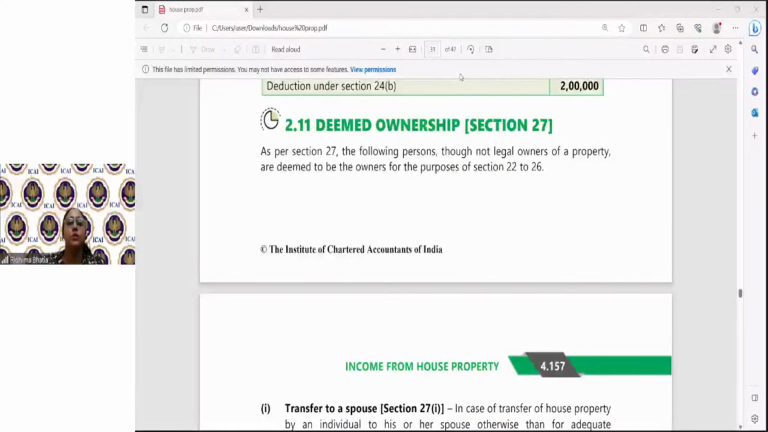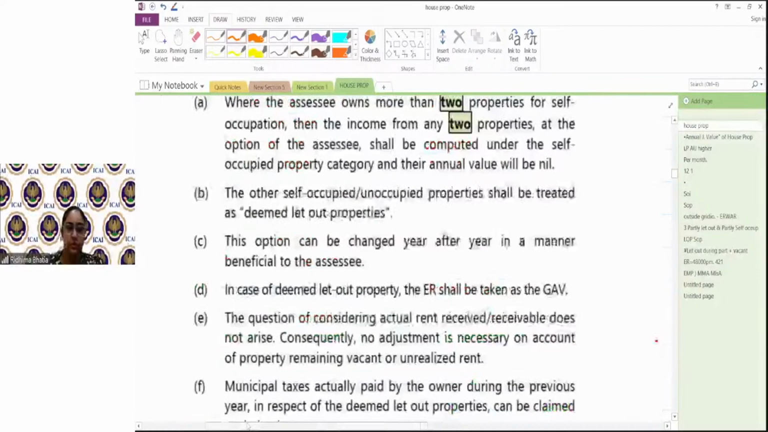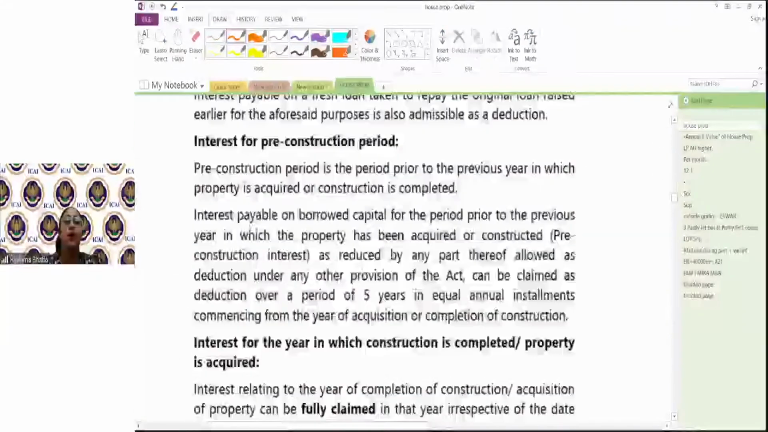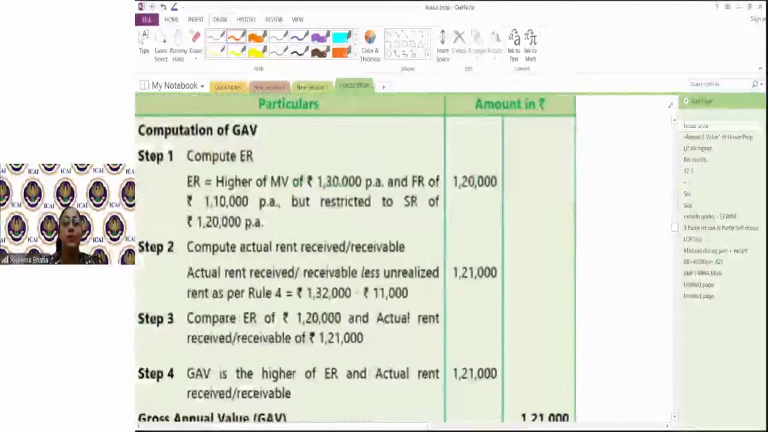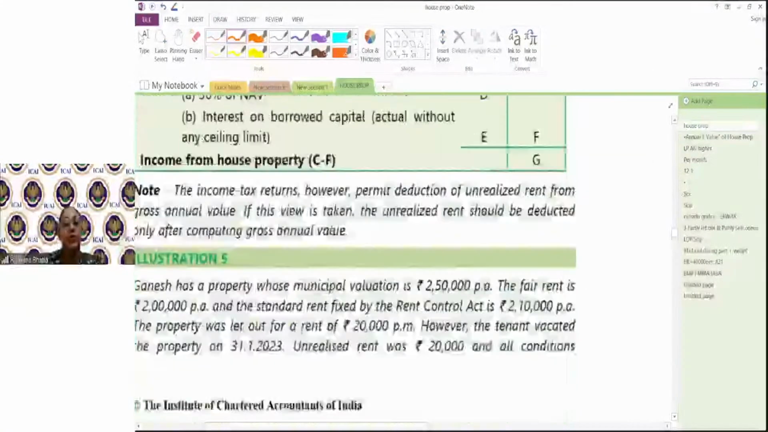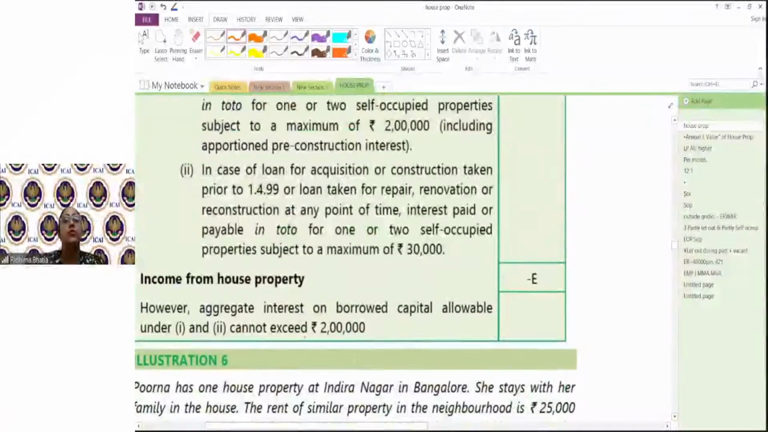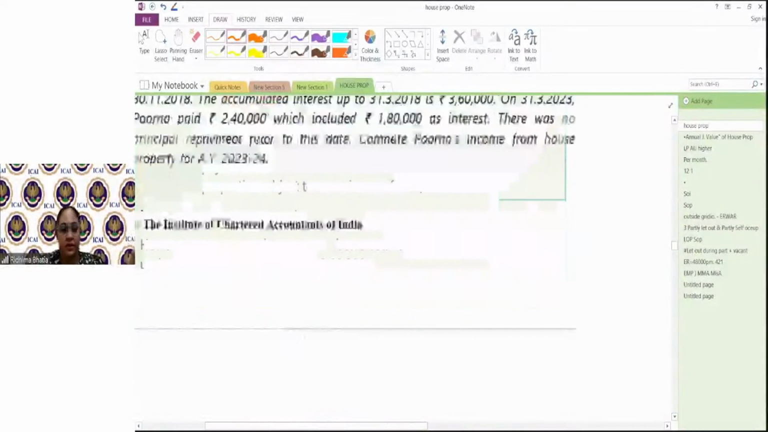What is deemed ownership? See, deemed ownership, friends, is a concept where ownership नहीं है, legal ownership नहीं है, but as per deeming provisions, it appears that there is an ownership. Technically, ownership नहीं है, but because of the deeming provisions, the legal owner would not be considered as the owner. The other person would be considered as the owner. And जो owner सब कहेगा, that person would offer the income from house property. That person would be charged for GAV and other aspects.